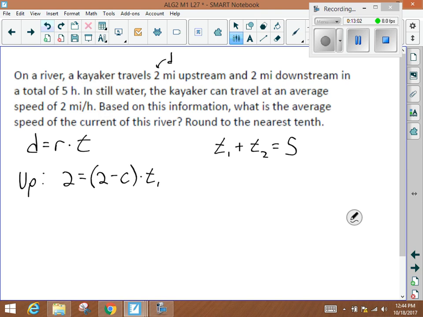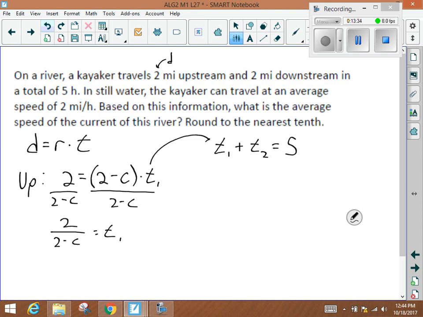I'm eventually going to want to plug this value of t in here. So let's go ahead and quickly solve this for t1. What am I going to do? I'm going to divide both sides by 2 minus c. So that's going to give me 2 divided by 2 minus c is equal to t1. There we go. Now I have one expression for t1 that I can plug in here.